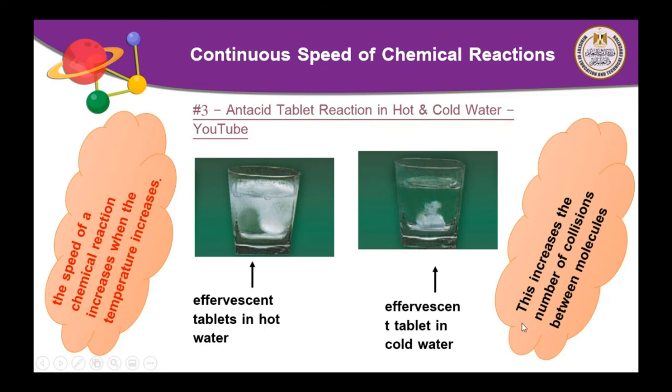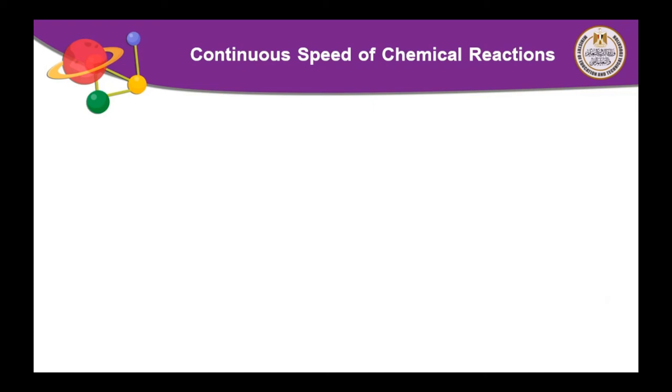يبقى this increases الهوت ووتر or high temperature increases the number of collisions between molecules. Increases the number of collisions between molecules. So the speed of the chemical reaction increases. But by increasing the temperature, the number of collisions increases, so the speed of the chemical reaction increases.